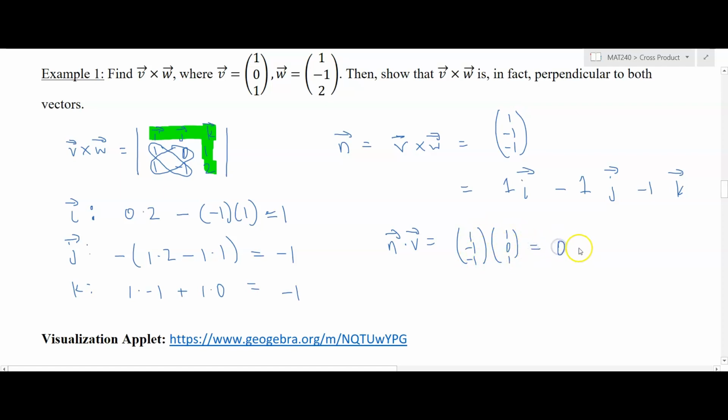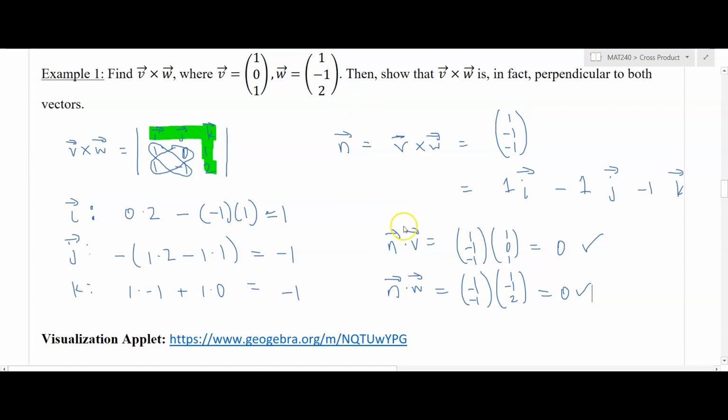So that will be 0, and that's a good sign. And now we'll do the same thing to check our work for n dot w. 1, negative 1, dotted with 1, negative 1, and 2. And so here we'll have a positive 1. Here we'll have another positive 1, so that's 2. And then add that to negative 2, we'll in fact get 0. So this is just a numerical verification that our particular example worked out, that we didn't make any mistakes.